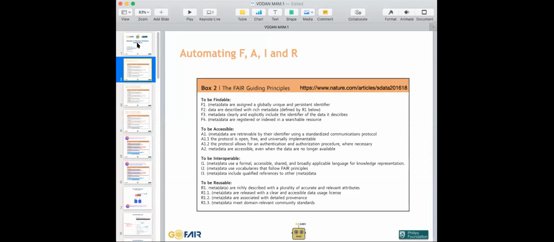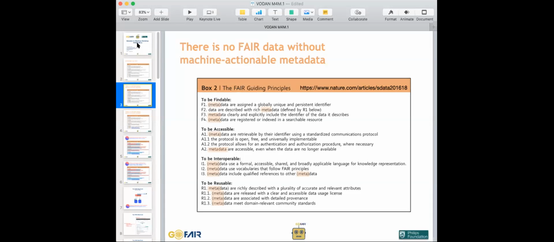The idea is that there's so much data and it's so complex that it's not really going to work much more if humans are in the loop on these relatively mundane data munging issues. So we are looking for ways to help the machine assist people in F, A, I, and R. What you see immediately when you look at the FAIR principles is that metadata is everywhere.